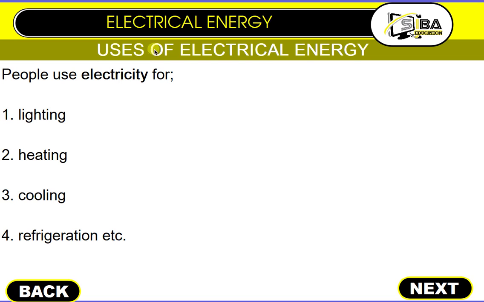Let's look at what electrical energy is used for. People use electricity for 1. Lighting. At home, we can perceive vision or see when there is light. So when you switch your light on in your room, you can see well. Heating: we have microwaves being used to heat our food. We have cooling agents like air conditioners, and then electrical energy can also be used for refrigeration.